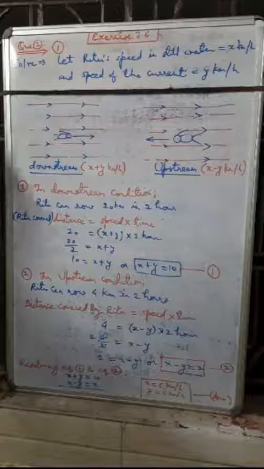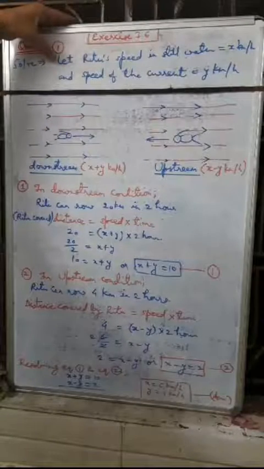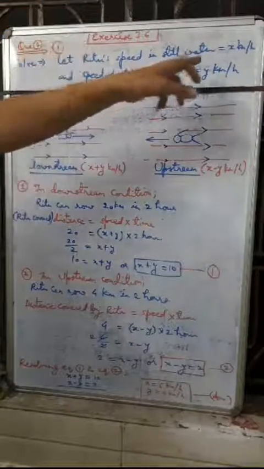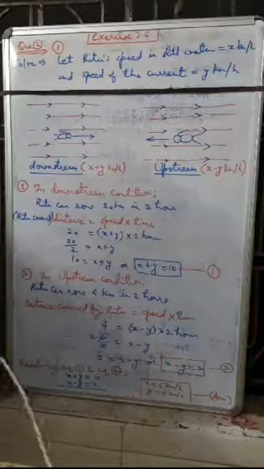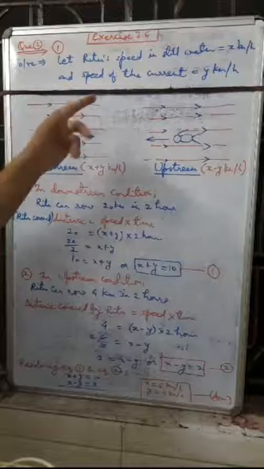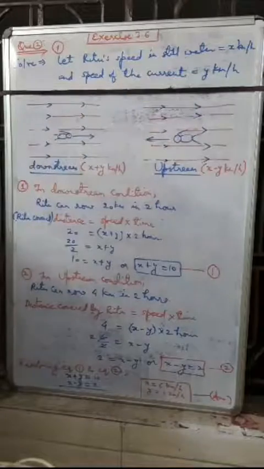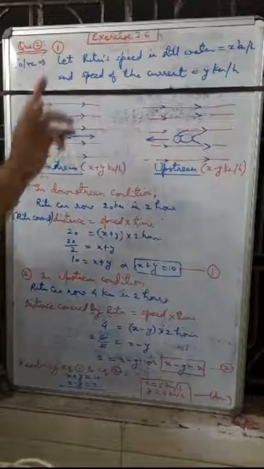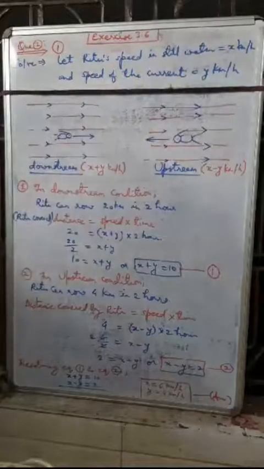So Ritu's speed in still water, let us assume it is x km per hour, and the speed of the current, meaning the speed at which the water flows, I assume is y km per hour.